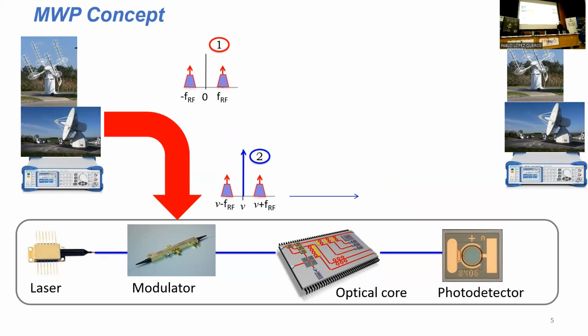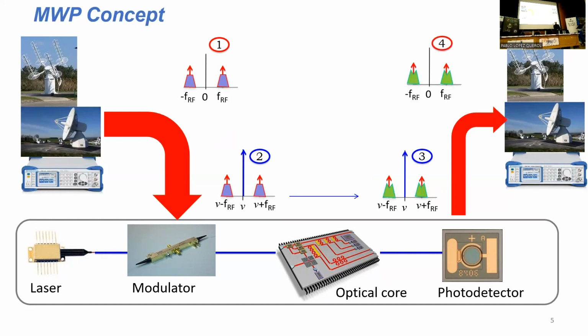Then you send it through an optical core, which can be an optical fiber subsystem or, more recently, an integrated photonic chip. You do your processing, and then you down-convert in the photodetector, and you are ready to re-radiate or detect your signal.